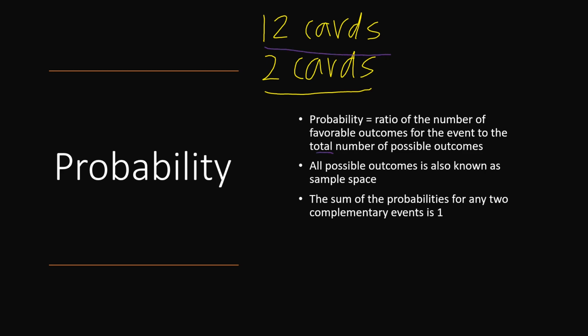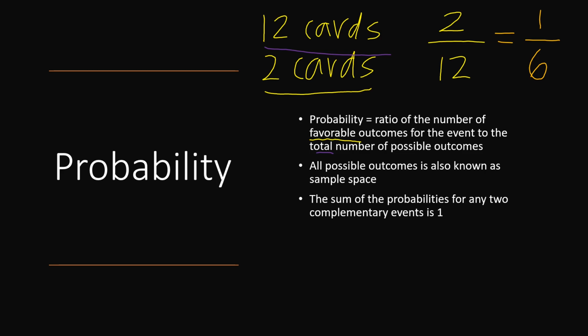So how we would do the probability is that we would do favorable outcomes, the 2, on top of the total number of outcomes, which is the 12. So the probability is 2 over 12. We can also simplify by dividing the numerator and denominator by 2 and getting 1/6. So the probability is 2/12 or 1/6. And the all possible outcomes, so the 12 in this case, is also known as the sample space.